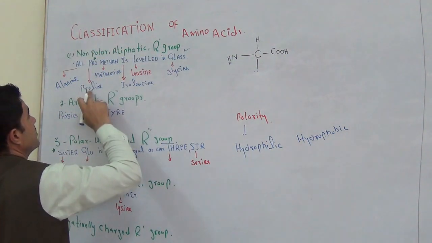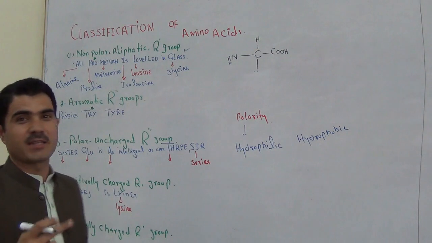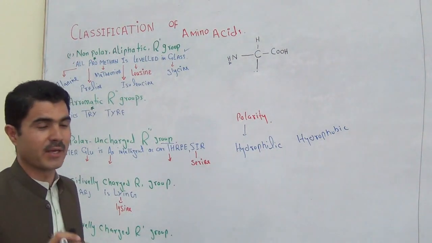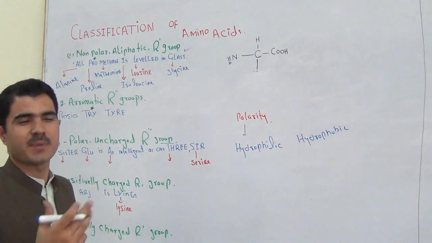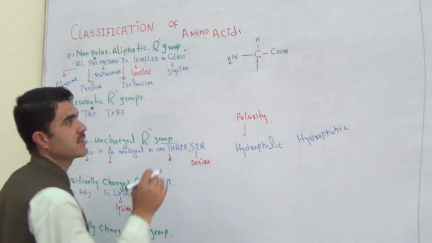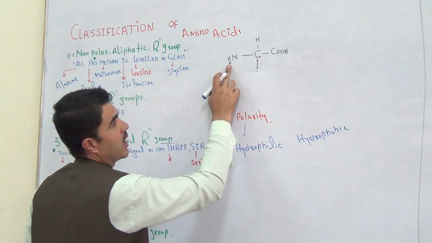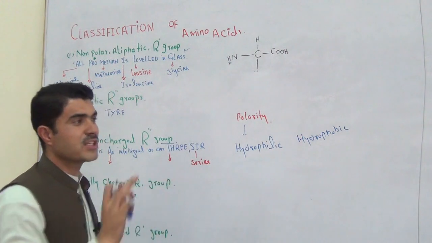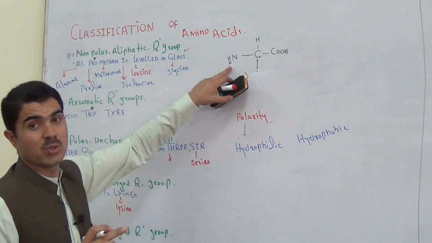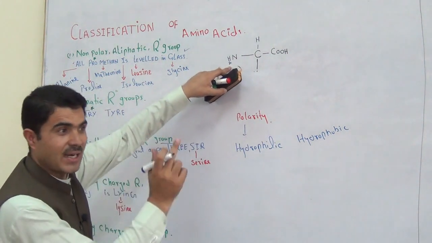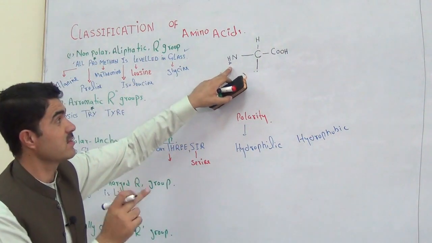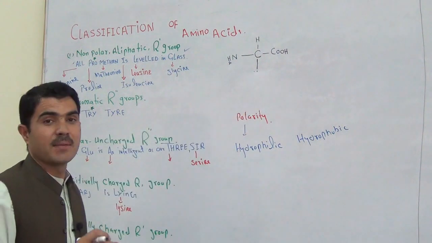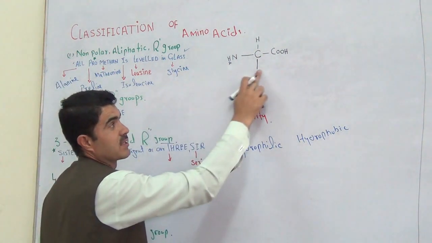Now proline. Proline is a special amino acid, because it is the only amino acid where the amino group is linked with a side chain. All the other amino acids have their amino group free, not attached to the side chain. But proline is the only amino acid in which the amino group is linked with a side chain.